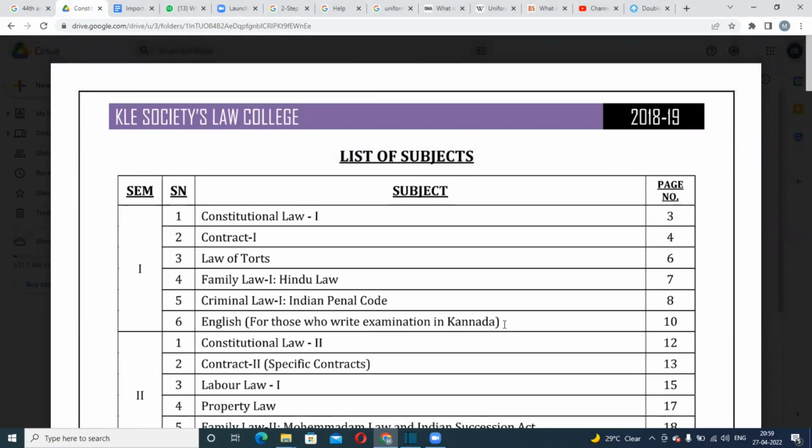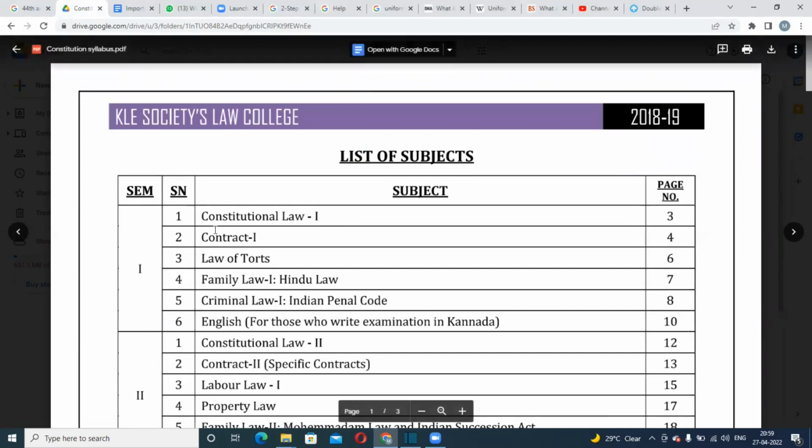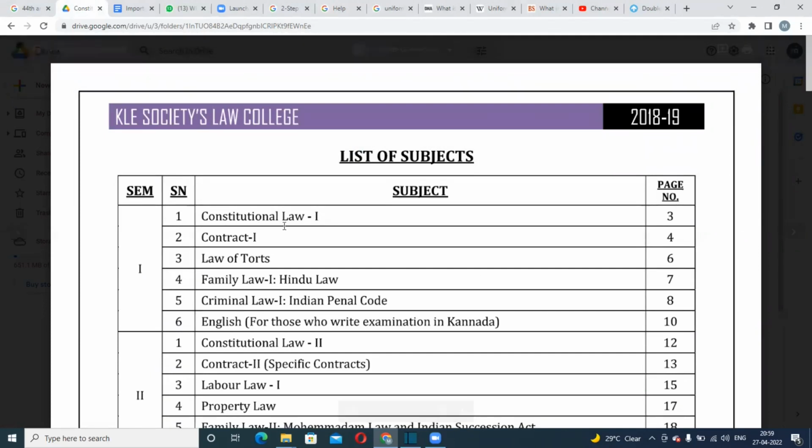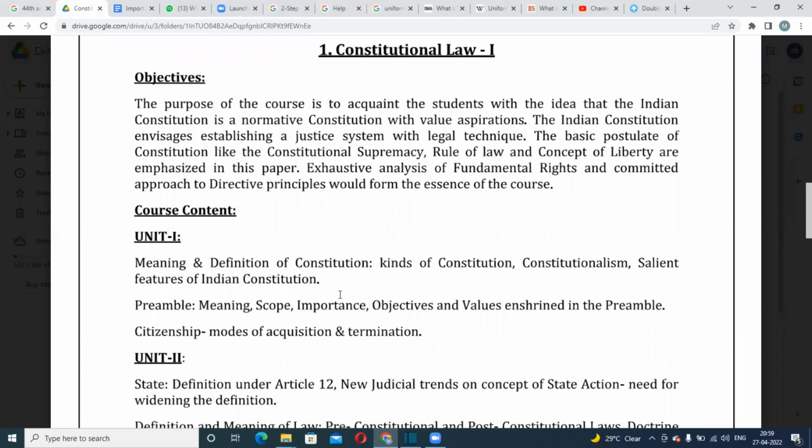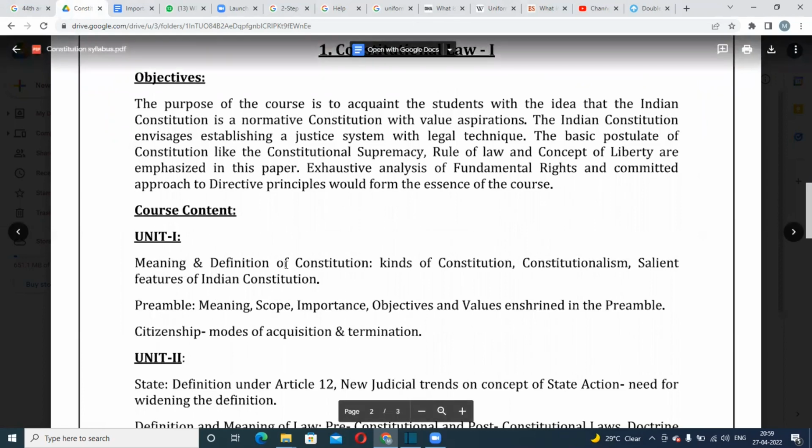Today we are going to discuss some probable questions for Constitutional Law 1. Now Constitutional Law 1 is included in first semester for 3 years LLB course, and for 5 years LLB course it's included in third semester for KSLU syllabus. Syllabus is completely same whether you are pursuing 3 years or 5 years course. So this is how the syllabus looks like.